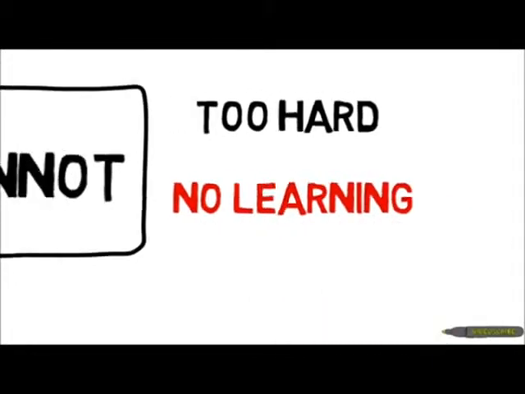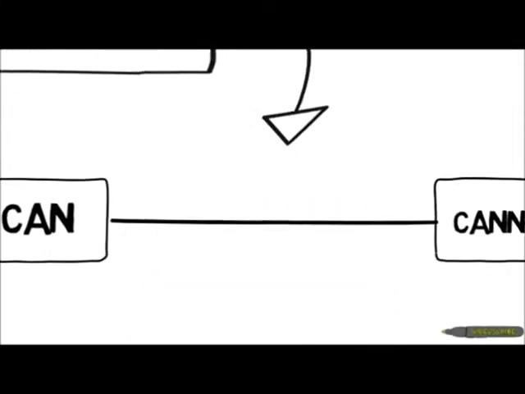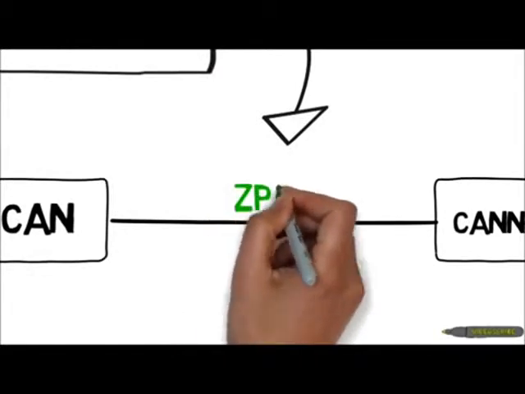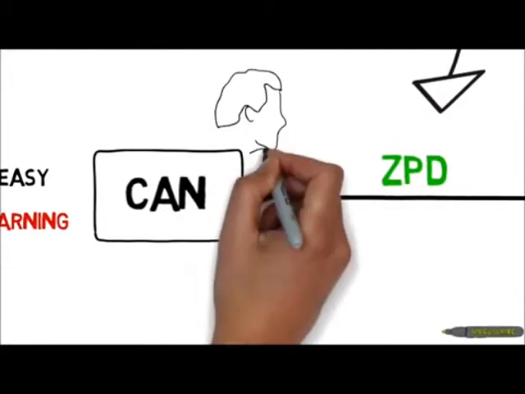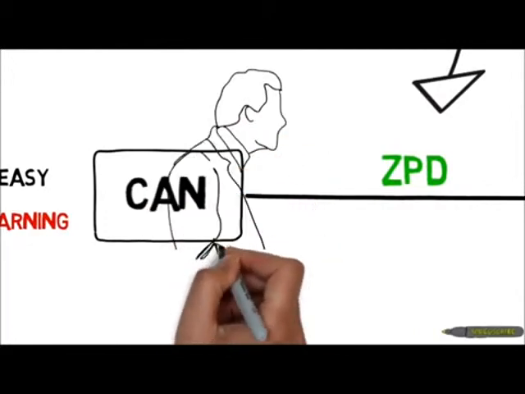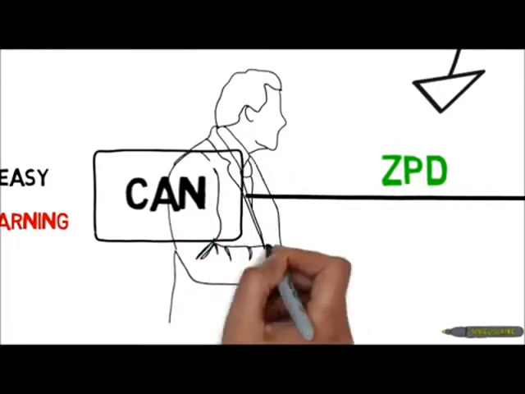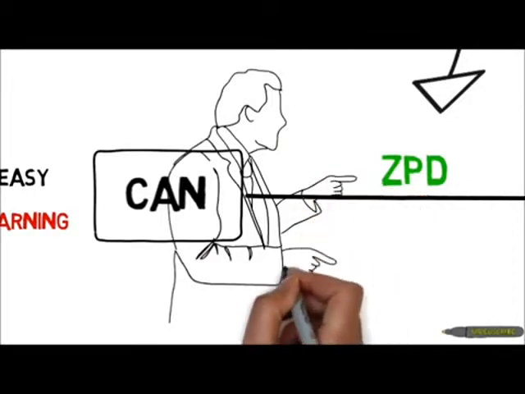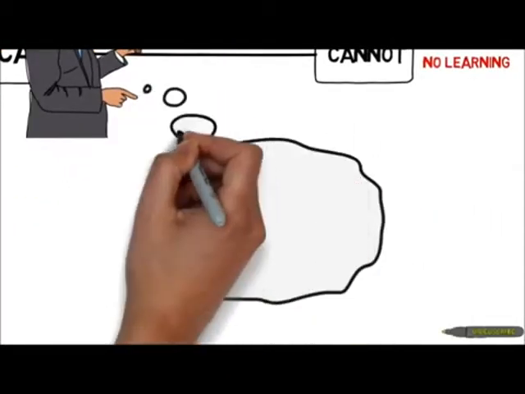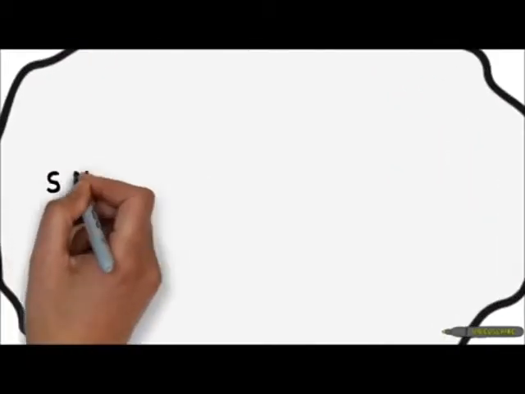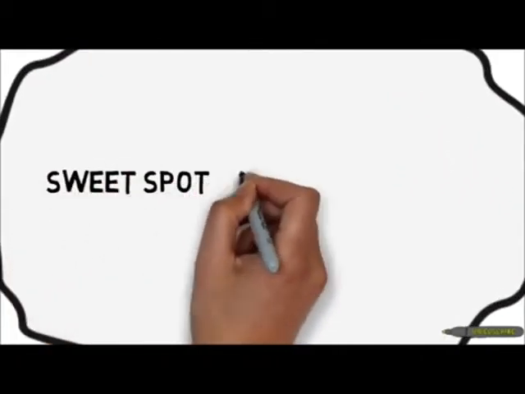In between these two sides is what's known as the ZPD, or the zone of proximal development. A theory created by a psychologist by the name of Lev Vygotsky. It suggests that there is what he calls a sweet spot for learning. He says that the ZPD is where instruction is most beneficial because it is just beyond a student's current level of individual capabilities.